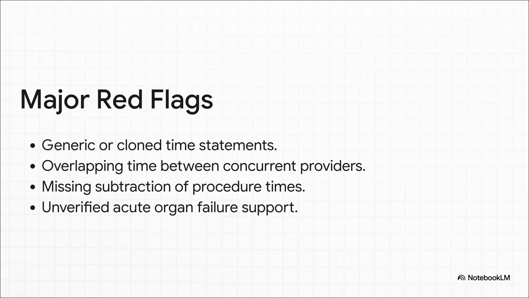Number 1, generic or cloned time statements, like simply writing, "I spent 40 minutes on critical care." Not going to cut it. You need specific details about what was done. Number 2, overlapping time between concurrent providers, like we literally just talked about. Number 3, forgetting the subtraction rule, missing the subtraction of separately billable procedure times from your total critical care time. And finally, number 4, unverified acute organ failure support. Look, if you bill critical care, but the chart just reads like routine monitoring of a stable patient, you're getting a denial. A lack of precise, individualized documentation is hands down the fastest route to losing your reimbursement.